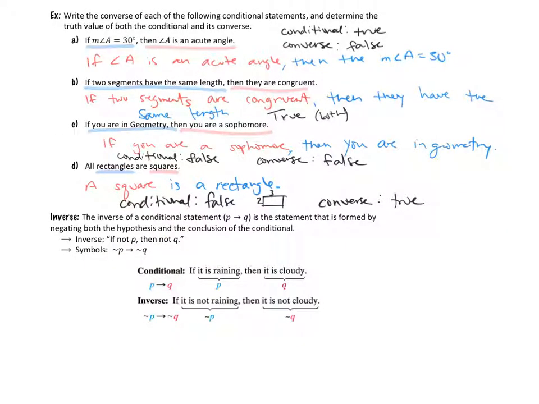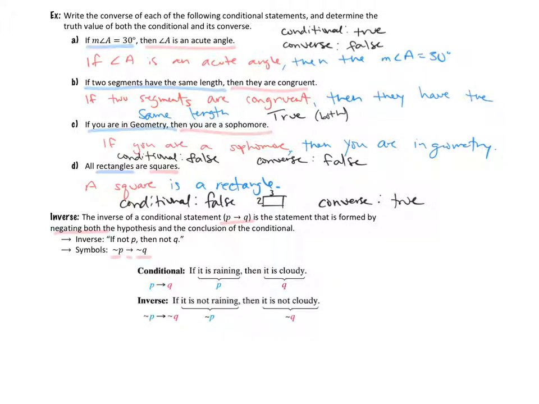The next type of related statement to an original conditional statement is the inverse. So if our original statement is if P, then Q, then the inverse is made by negating both the hypothesis and the conclusion of the original statement. Okay? So if it started out as if P, then Q, the inverse is if not P, then not Q. Okay? And so our symbols, all right, so not P, then not Q.